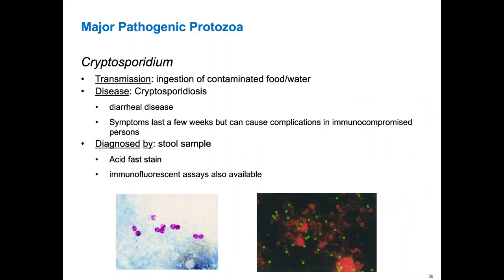Cryptosporidium. This is ingested, again, by contaminated food or water. It causes cryptosporidiosis. It's a diarrheal disease. Symptoms can last a few weeks. However, complications can occur in immunocompromised patients, and we would use a stool sample with an acid-fast stain in order to view it under the microscope. But there are immunofluorescent assays that are also available.